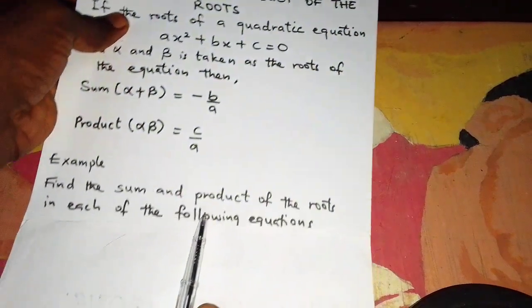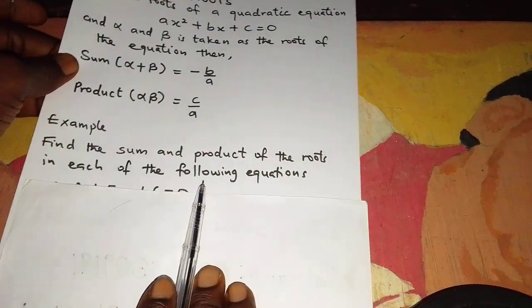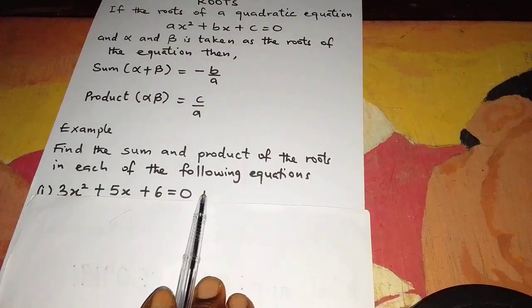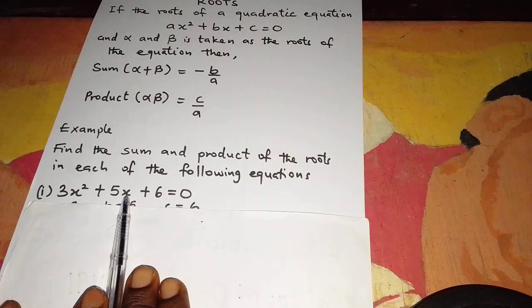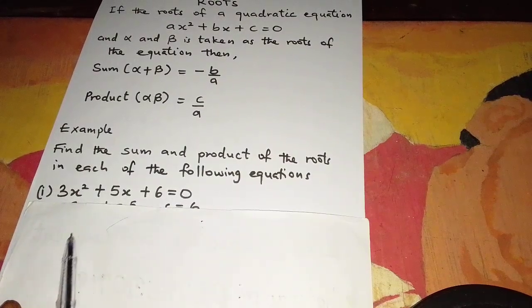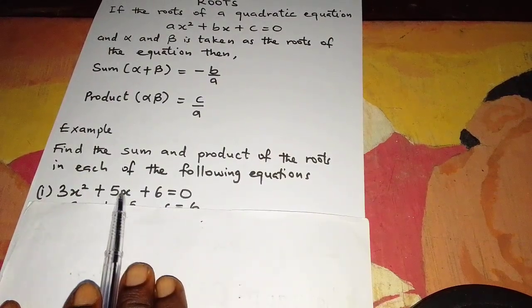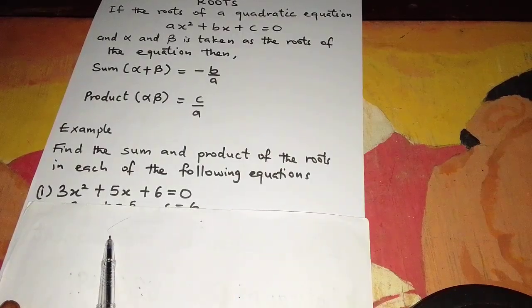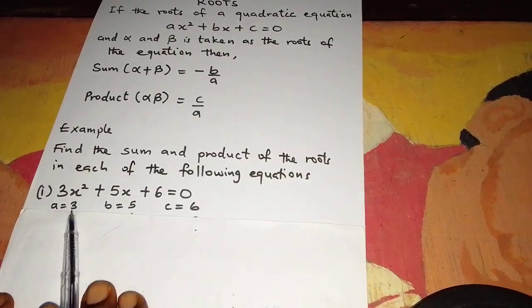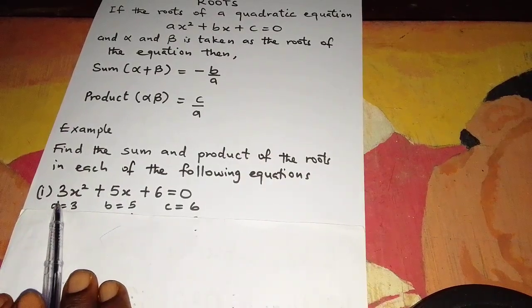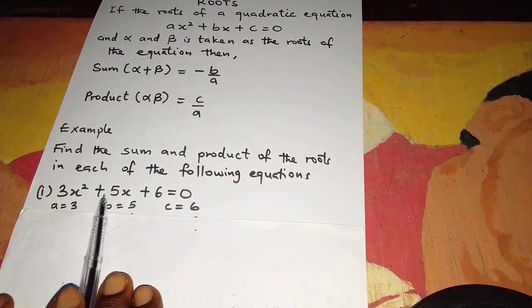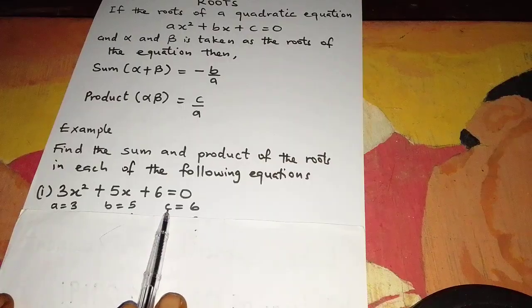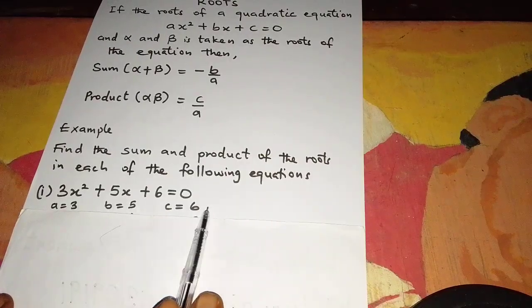Now let's do an example. Find the sum and product of the roots of each of the following equations. The equation is 3x squared plus 5x plus 6 equals 0. You are told to look for what? The sum and product of the roots. So the value for a is the coefficient of x squared, which is 3. b is the coefficient of x, which is 5, and c is the constant, which is 6.